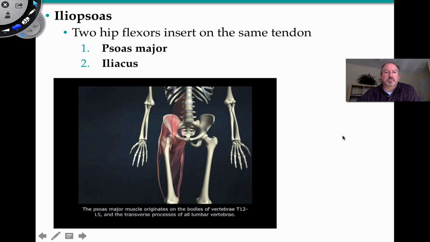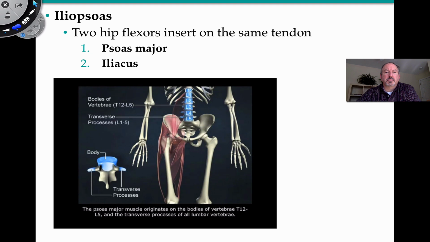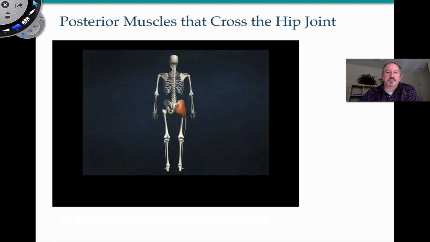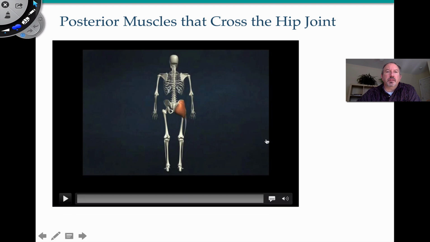The psoas major muscle originates on the bodies of vertebrae T12 through L5 and the transverse processes of all lumbar vertebrae. So psoas major, like that. Psoas major, that's cool. Okay, now we're going to take a look.